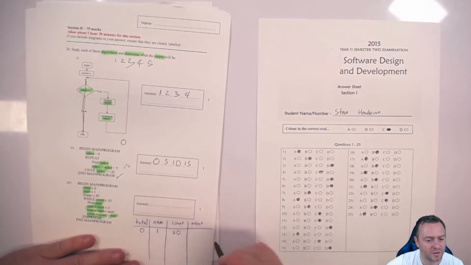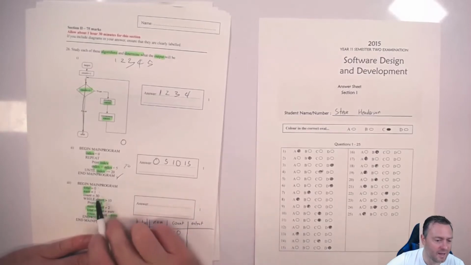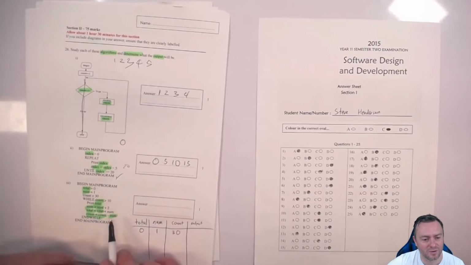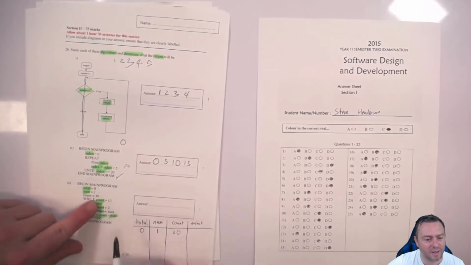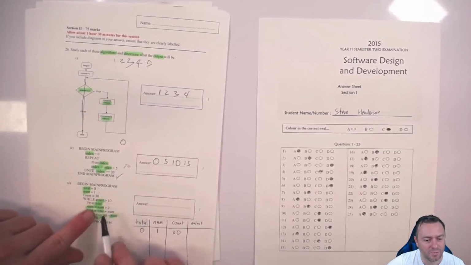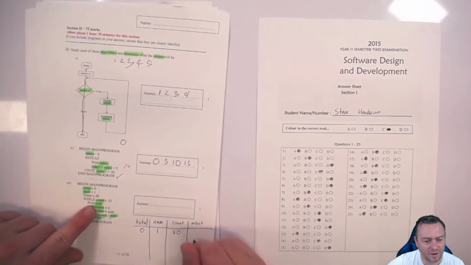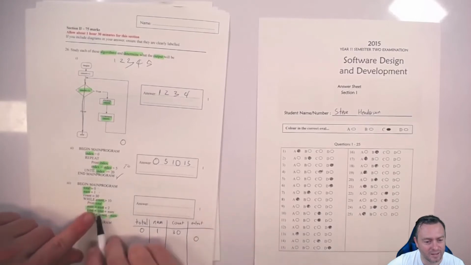Okay, so 0, 1, 30. And then I would go down to the next line when we get inside this loop. So we're checking to see if the count ever gets greater than 10. So print out the totals to start. So straight away, the total is 0, so that gets outputted.